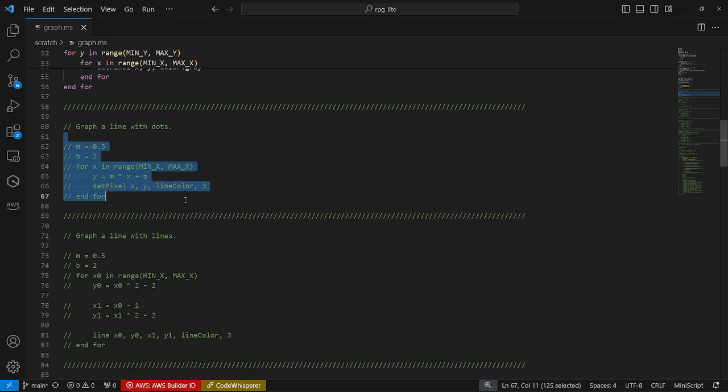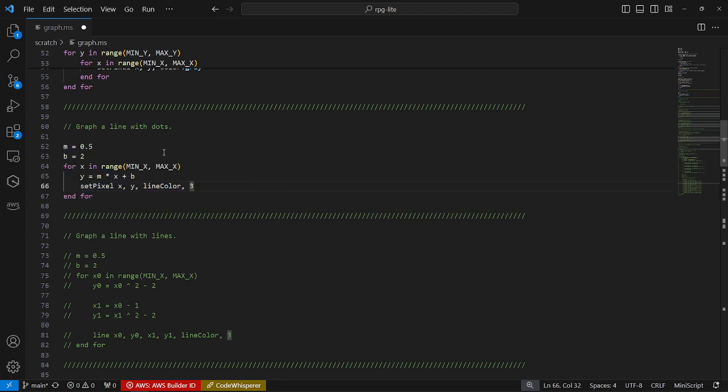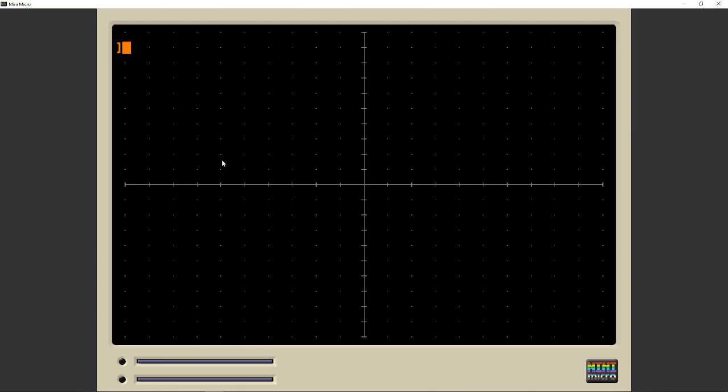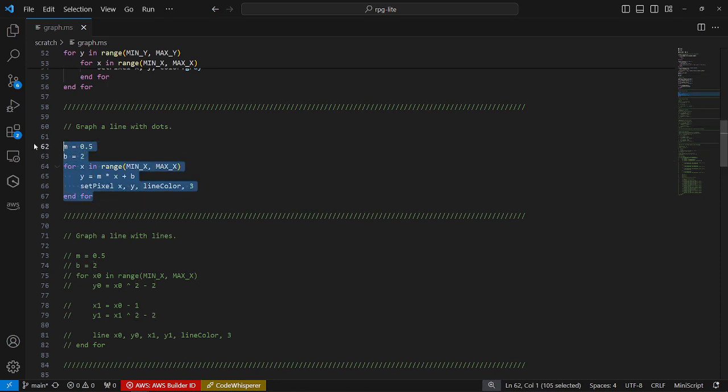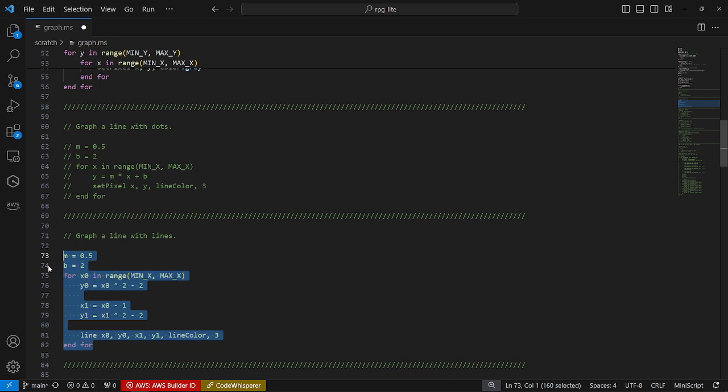By default, if you're going to plot a line, the first thing you might try is y equals mx plus b, taking x from the minimum to the maximum, and just setting a pixel for every point along that range. And that would do this. You can see there's a dot for each of these. You can increase the number of dots here, but it'll still look like a series of dots. And the way you get around that is, instead of graphing a line with dots, you can graph a line with lines.